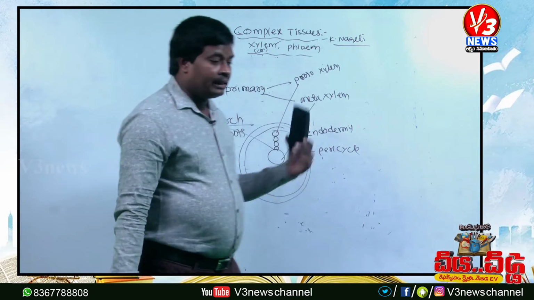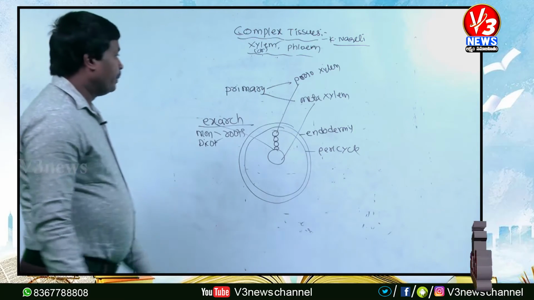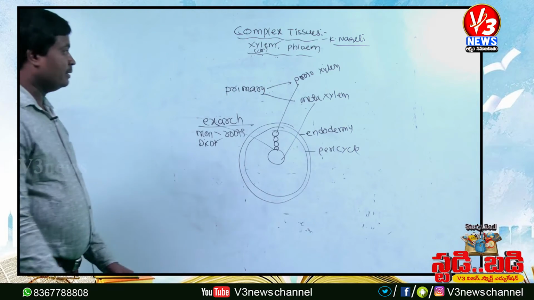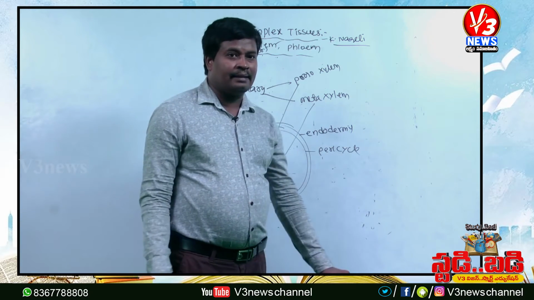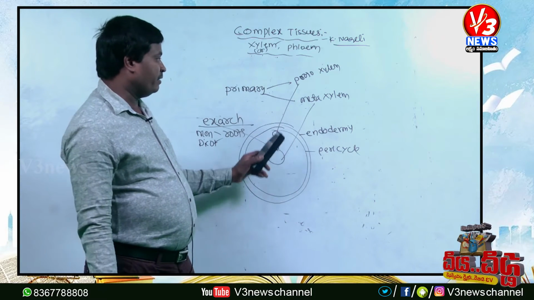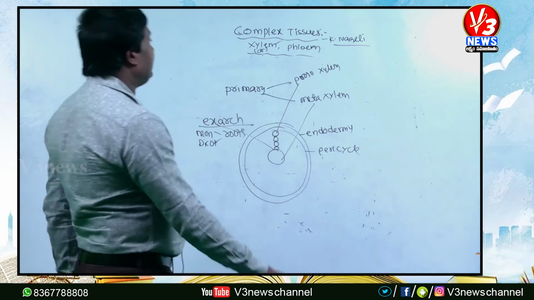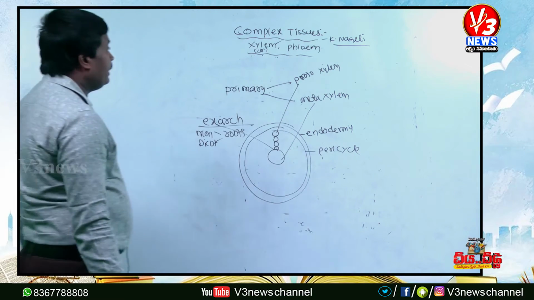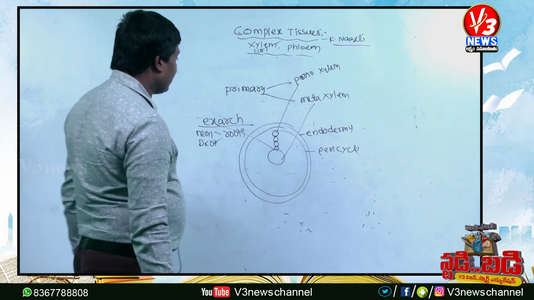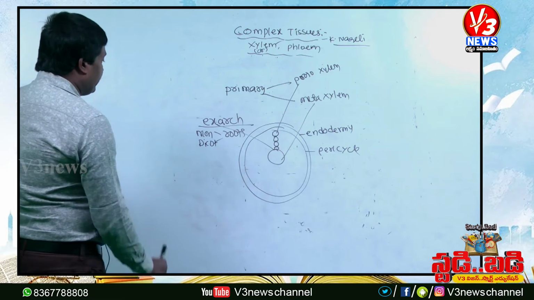Exarch is also called the centripetal manner. Centripetal manner means peripheral to the center. The first xylem is peripheral, and the later xylem is towards the center. Such an arrangement is called centripetal manner. Next, what is meant by endarch?